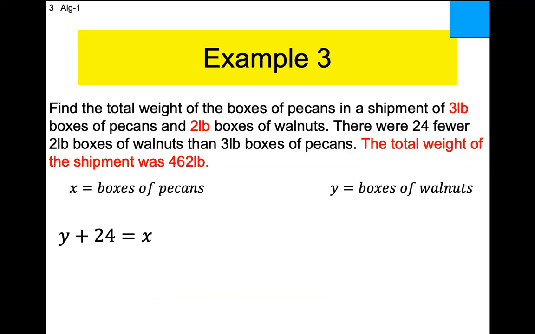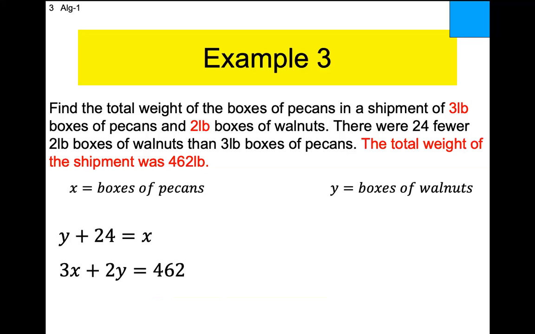So how much do they weigh? There's my boxes. 2 times. 1, 2, 3, 4. Right? So it's 2 times Y, because Y represents how much of the walnut weighs. What do I do with the pecans? 3 times how much one of them weighs. I mean, 3 times how many boxes you have. So there's your equation.